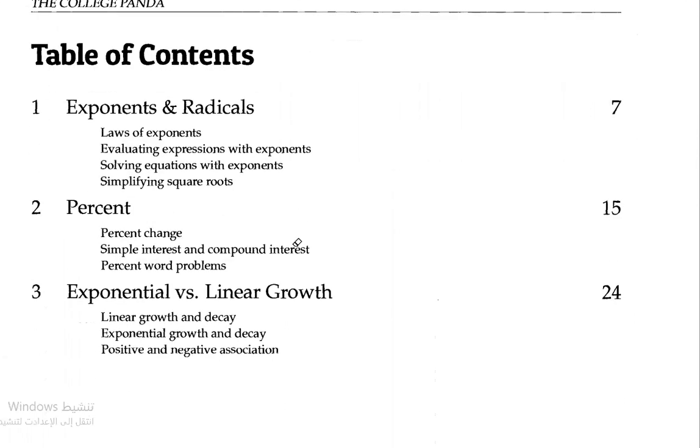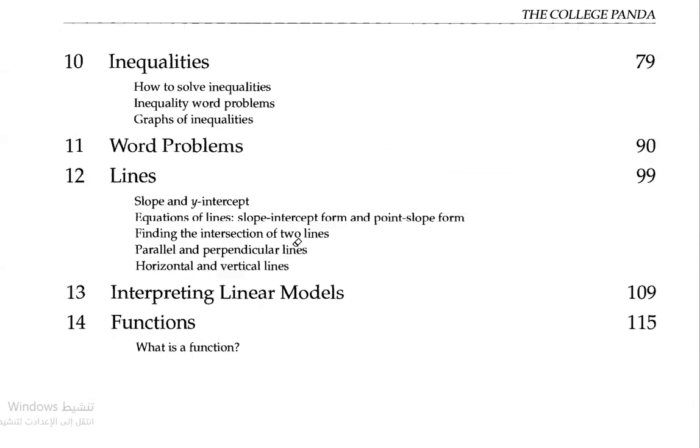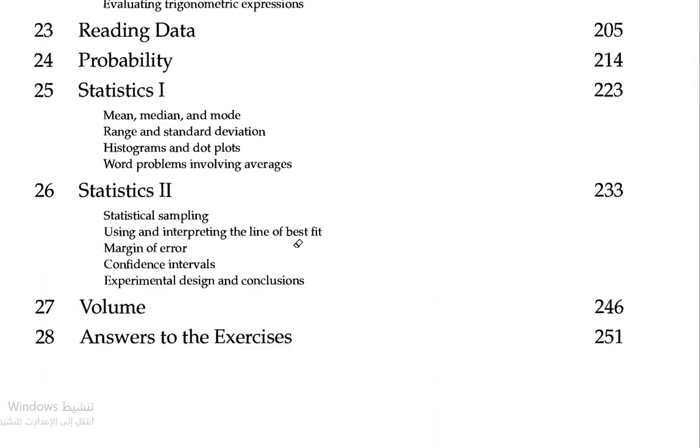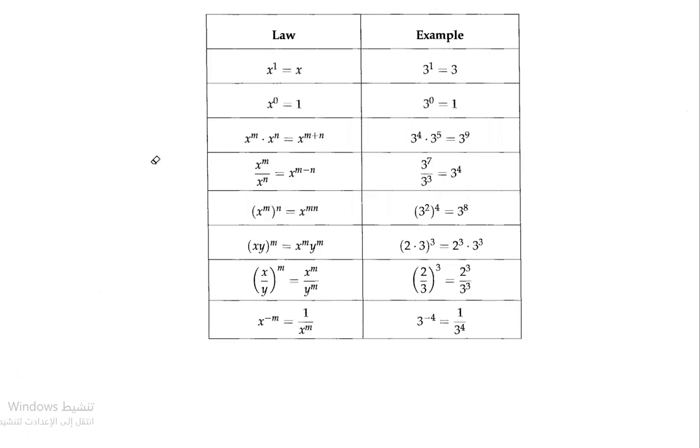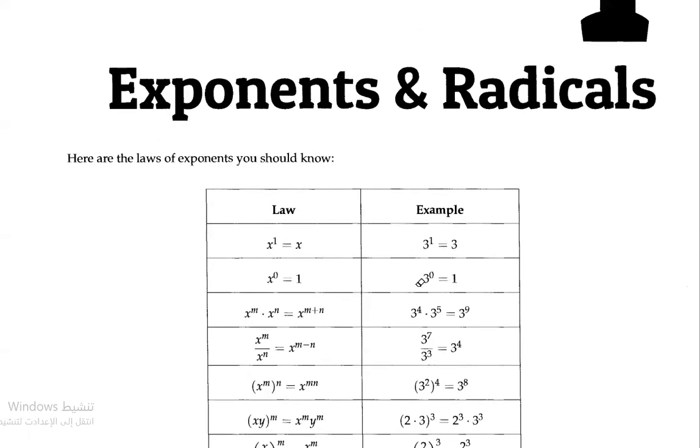exponents and radicals. We take some simple rules, exponents and radicals. This is chapter number 1. We notice that x to the power 1 equals x, and 3 to the power 1 is 3. Okay, x to the power 0, how much, Zainab? 1. 1, right. 5 to the power 0 equals 1. Anything, any numbers, any variables to the power 0 equals 1.